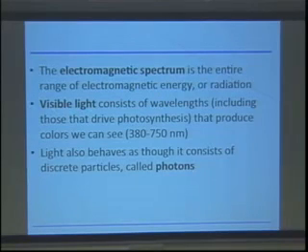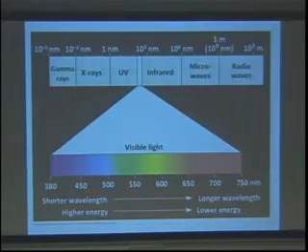It's just the region that our eyes can actually detect. And it includes wavelengths that range from about 380 to about 750 nanometers. These include the wavelengths that actually drive photosynthesis, as we'll see. And importantly, light behaves not only as a wave, but it also behaves as a particle, right? Photons.